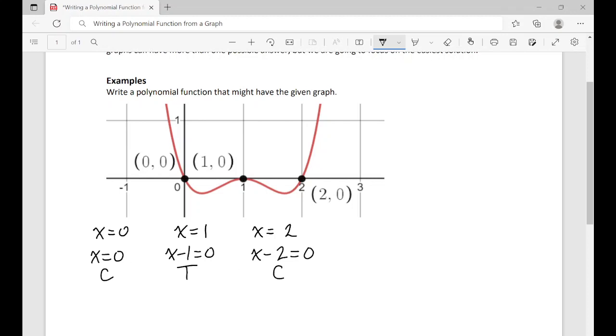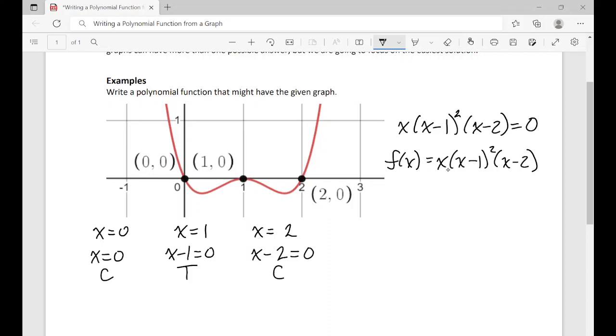So multiplying these all together, and I'm going to write it over here, we're going to get x times x minus 1, and I'm going to say this is a square because of even multiplicity, and then an x minus 2 equals 0. And since it crosses the y-axis at the same place it crosses the x-axis at 0, we don't have to worry about a y-intercept on this one. So this would be our function, and I'm going to write it in function notation. So f of x equals x minus 1 squared, x minus 2. Now this will be the answer.